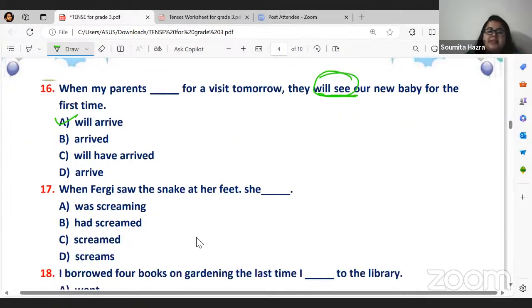Question number 17. When Fergie saw the snake at her feet, she dashed. Saw is the past tense of see. She was screaming, she had screamed, she screamed, she screams. I've already told you this is written in past tense, so you will have to use the past tense. 17C, she screamed. Very good.